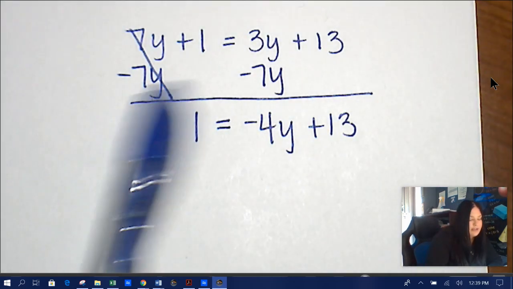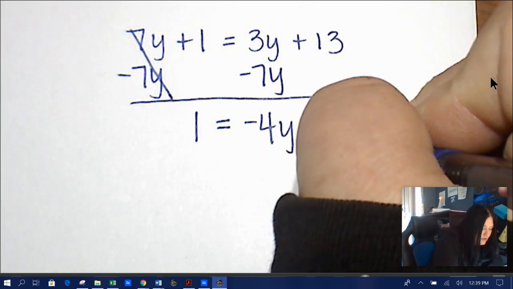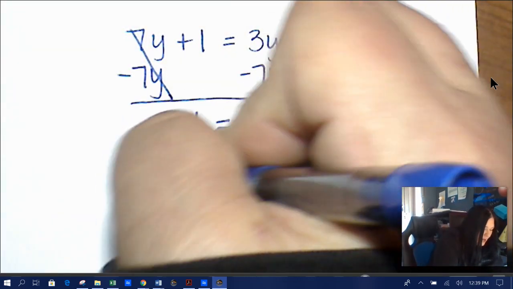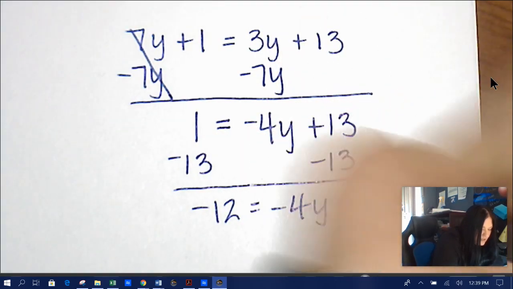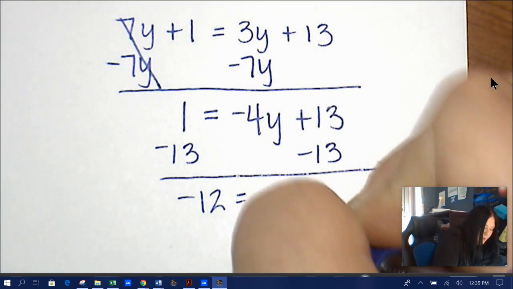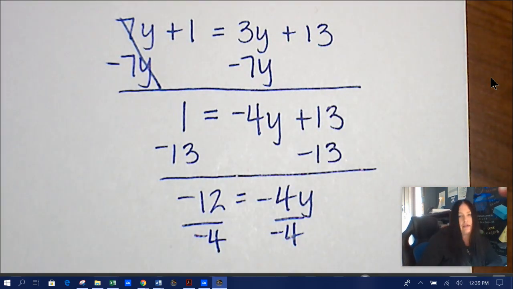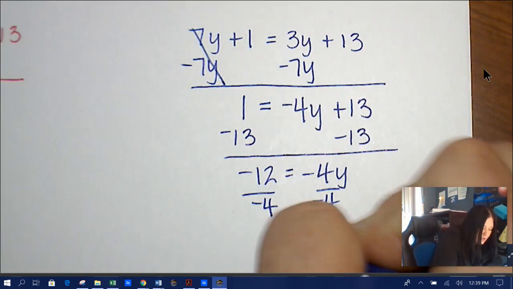Now, after you cancel one of the variables, it just turns into a simple 2-step equation. Cancel the number by itself by subtracting 13 or doing negative 13. And you get negative 12 equals negative 4y. And then the opposite of multiply by negative 4 is divide by negative 4. And when we do, we get positive 3 equals y.